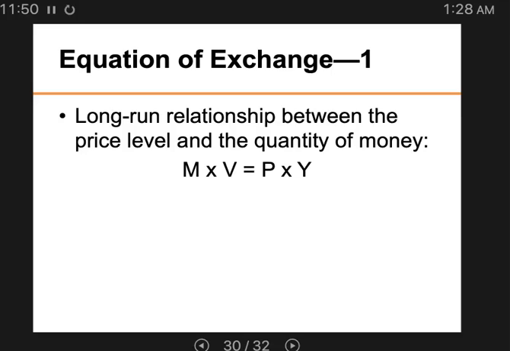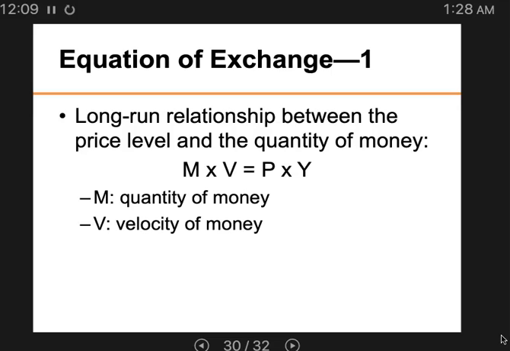The equation of exchange shows the long-run relationship between the price level P and the quantity of money M. So let's identify all of these terms. M is the quantity of money in circulation, the money supply. V stands for the velocity of money, how many times that money will change hands. And P is the price level, the CPI or the GDP deflator that we talked about.